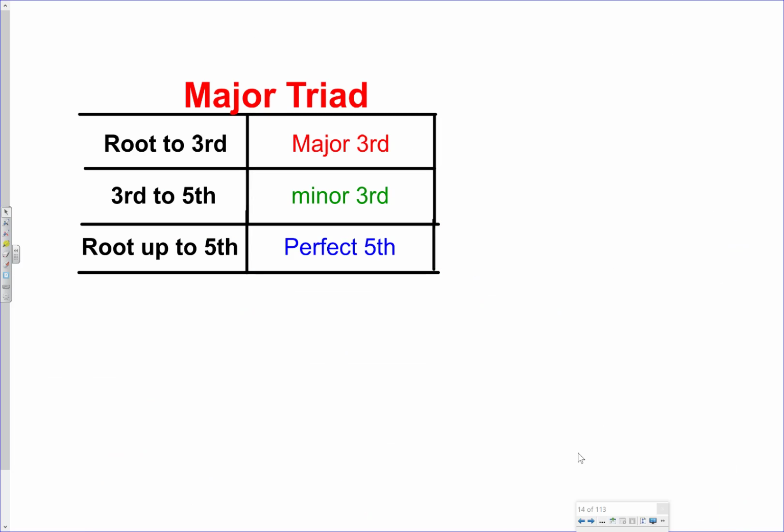Okay, college, here's a summary chart for our major triads, which we're going to want to memorize and study. So, for major triads, we have a major third interval from the root to the third. We have a minor third interval from the third up to the fifth. And we have, from the root all the way to the fifth, a perfect fifth.